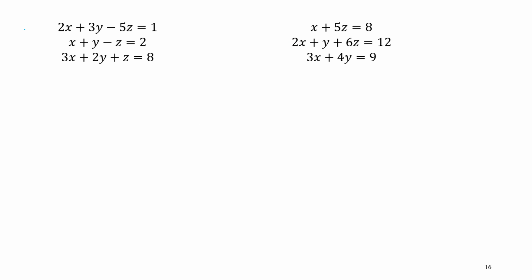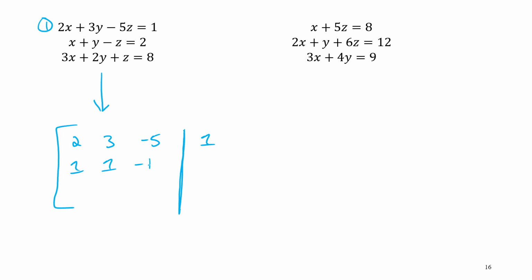Now we're going to take these examples with the augmented matrix and we're going to turn these into matrices. And so for this one on the left, we're going to turn this into an augmented matrix. For this top row, we would have 2, 3, negative 5, the answer or the equal sign spot, and then 1. Next row, we would have 1, 1, negative 1, 2. Row 3, you would get 3, 2, 1, 8. And that would be your augmented matrix.